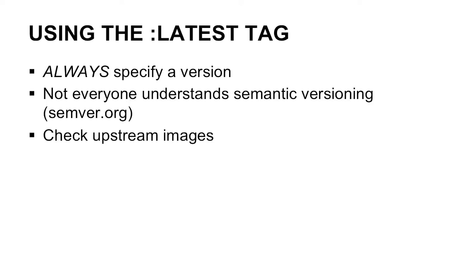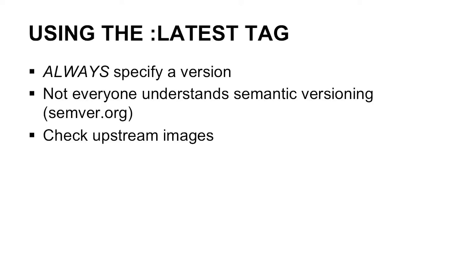At the very least, specify a major and minor version, but I'd encourage you to always specify a major, minor, and patch version, because not every developer understands semantic versioning. 2.1, if it were to upgrade to 2.2, should include new features but no breaking changes. Breaking changes should always result in a 3.0. Not every developer understands this, and all the time, people will upgrade 2.1 to 2.2 and introduce breaking changes. So it's always a good idea to specify the version that you're going to be running.